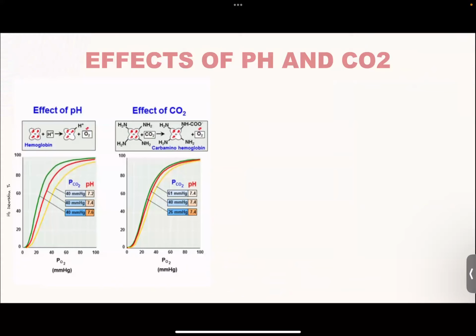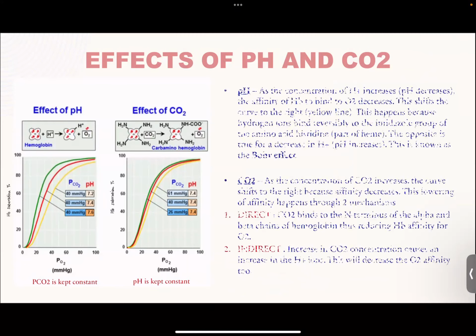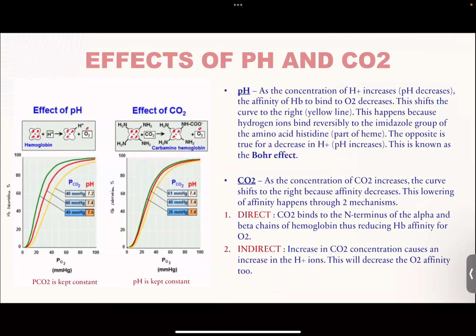So this is the graph for pH, this is the graph for CO2. One thing to see is that in the pH graph, we're keeping the pressure of carbon dioxide equal. So that's solely the effect of pH. And then when we look at the effects of carbon dioxide, we're keeping the pH constant, okay? So what is pH? pH is the concentration of H+. As the concentration of H+ increases, the pH decreases. We know that it's gonna become more acidic.